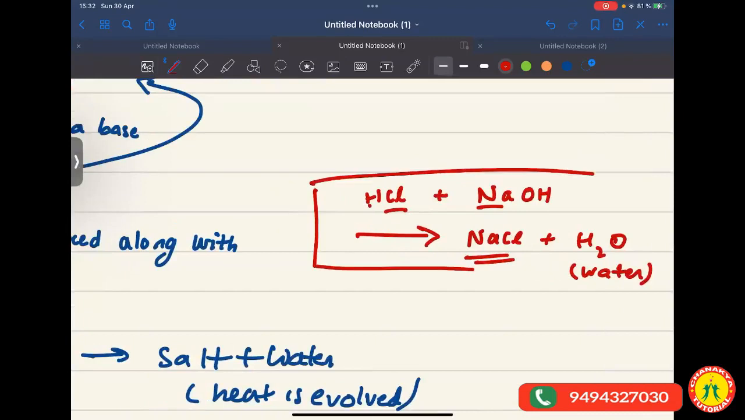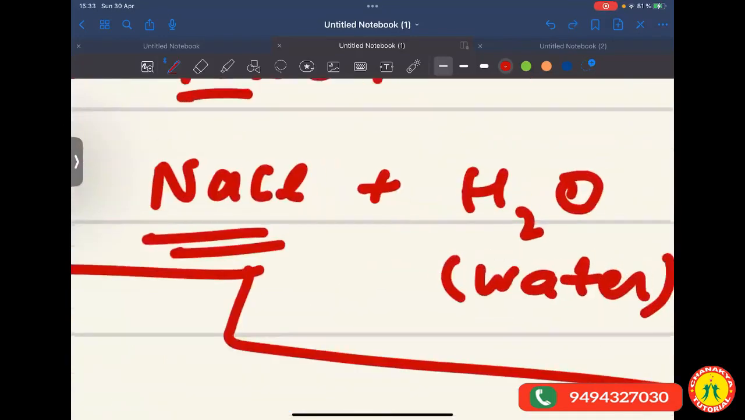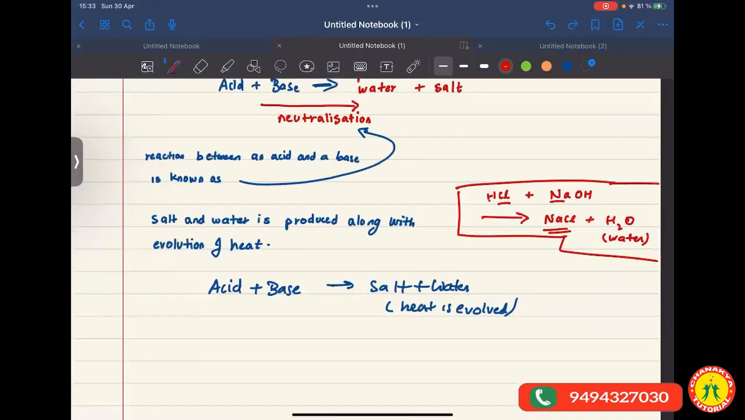So please know the chemical that you're writing. First one is hydrochloric acid. Second one is sodium hydroxide. And this becomes sodium chloride. This is water. Please make note of it.